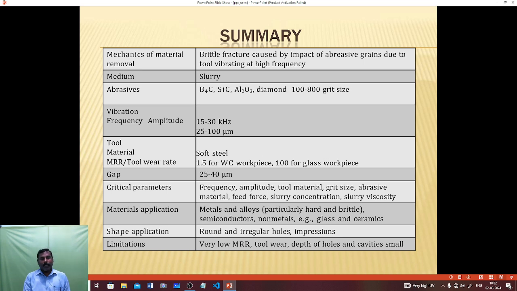Then the critical parameters are the frequency, amplitude, tool material, grain size, abrasive material, feed force, slurry, and slurry viscosity. Then the material applications are metals and alloys, semiconductors, non-metals, and glass and ceramics, etc. The shapes of application are round and irregular holes and impressions. Then the limitations are very low material removal rate, tool wear, and the depth of holes and cavities is small.